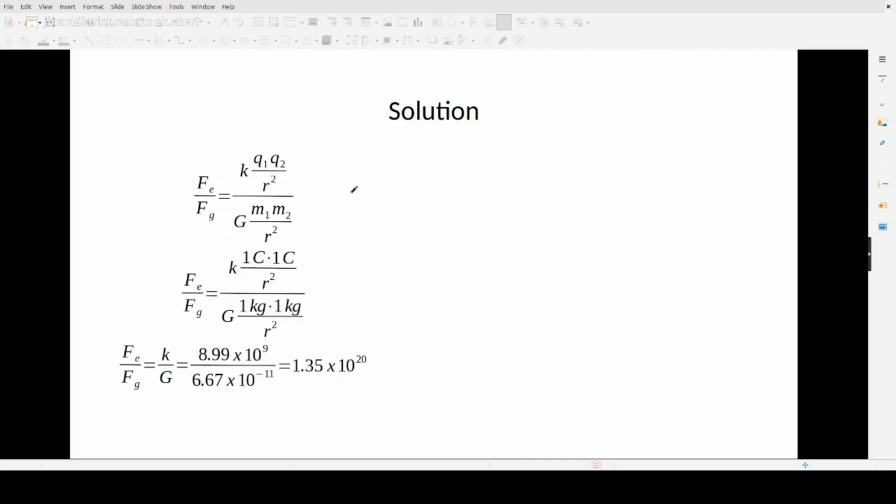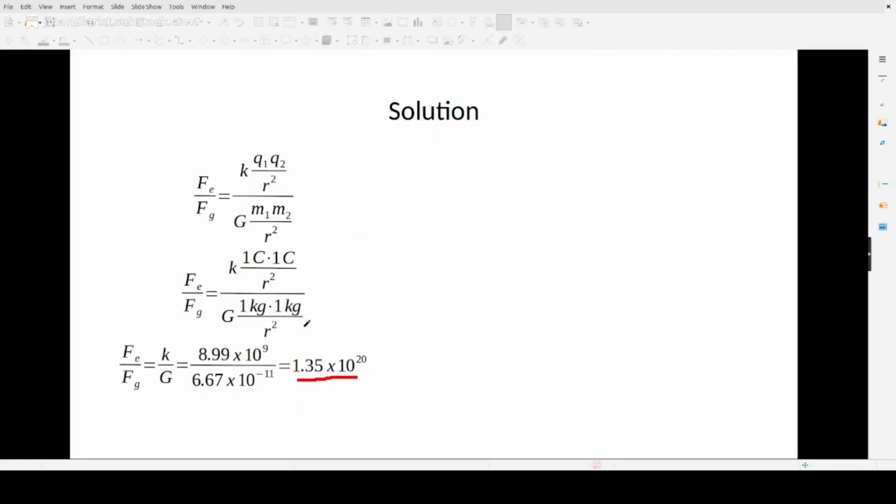Now, let's look at the solution. Fe over Fg is k Q1 Q2 over r squared, over G m1 m2 over r squared. With 1 coulomb and 1 kilogram, the r squareds cancel out. And since these two are forces, there are no units. Newtons over newtons means no units. And it's just k over G, provided we keep the units consistent. And we get 1.35 times 10 to the 20.